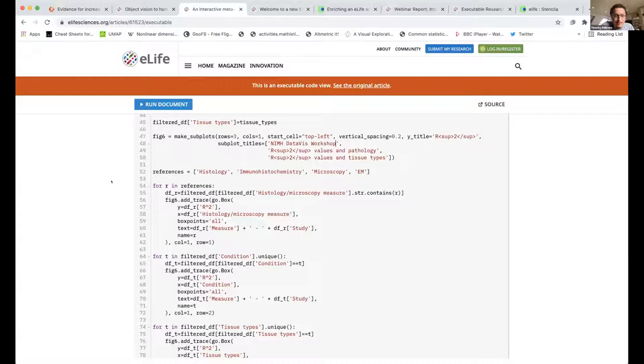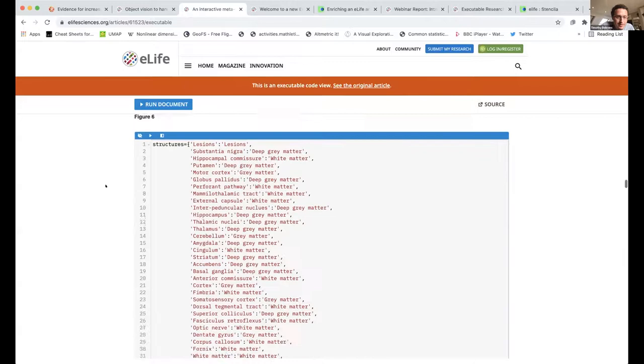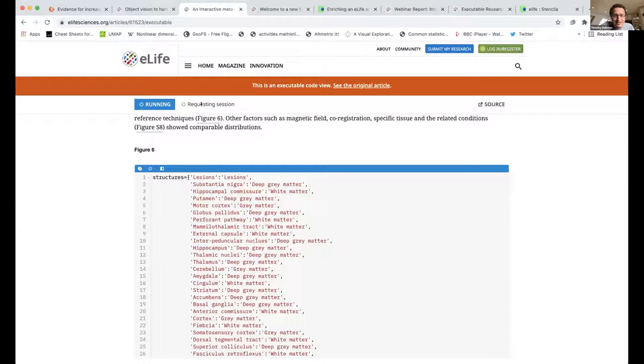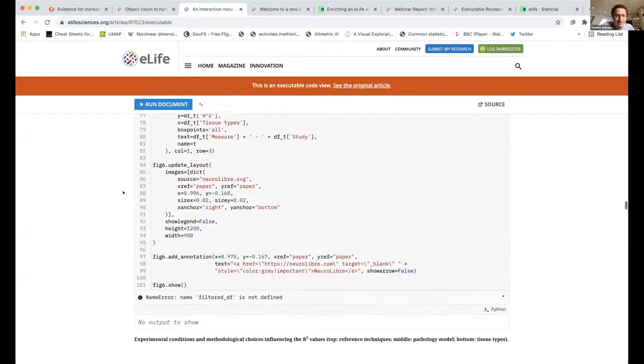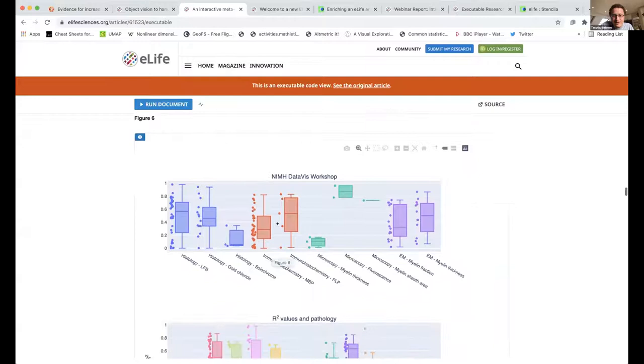Now I could run the whole document again, or I could maybe even just run this figure. If I just run this figure, requesting a session. Session starting, is it going to work? Right, let's have a look at what the figure looks like now. Oh no, no output. Let's run the document instead. Oh, look at that. This figure is now titled NIMH Data Viz Workshop. So you can go in there and play with the data, edit it, see what it does to the graphs, play with the code. This is an executable research article.